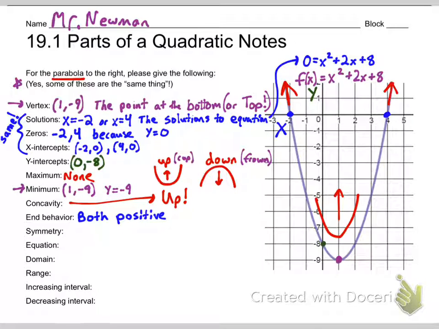The reason for that is because if you look to the left and look to the right, both those sides of the parabola are pointing up. And for all of our parabolas, they'll either be both positive or both negative.